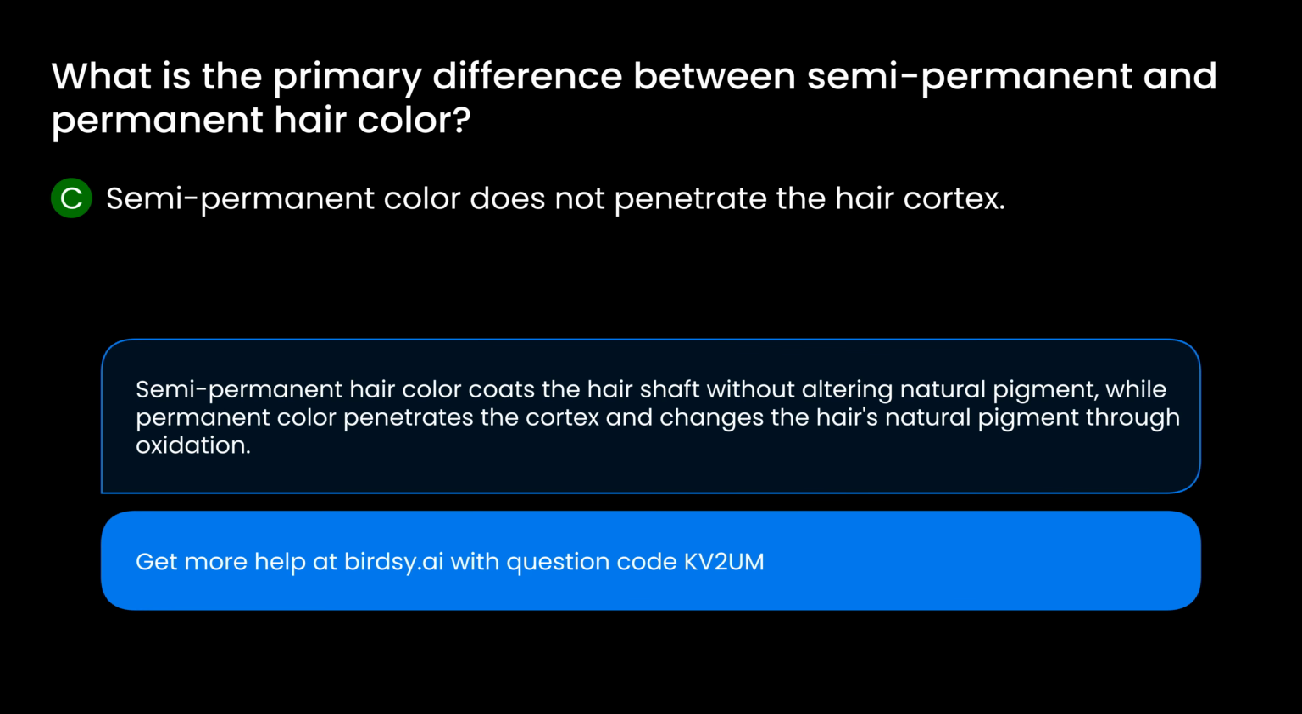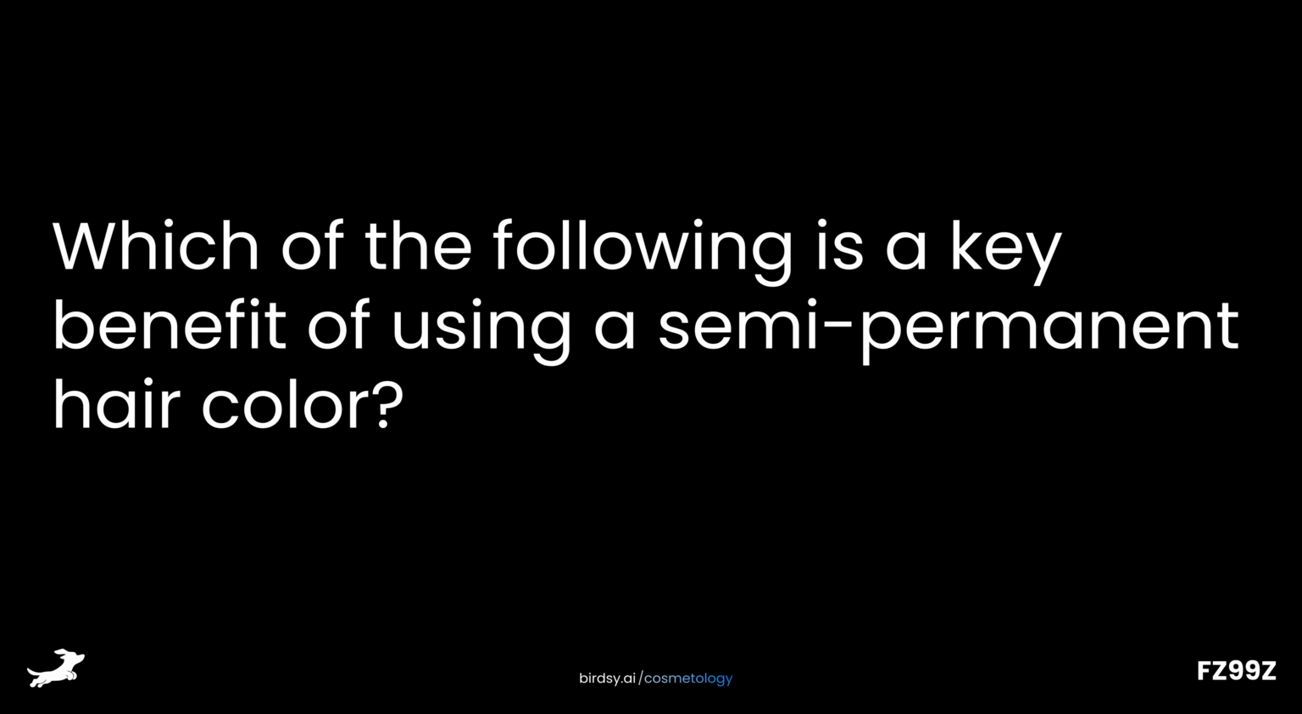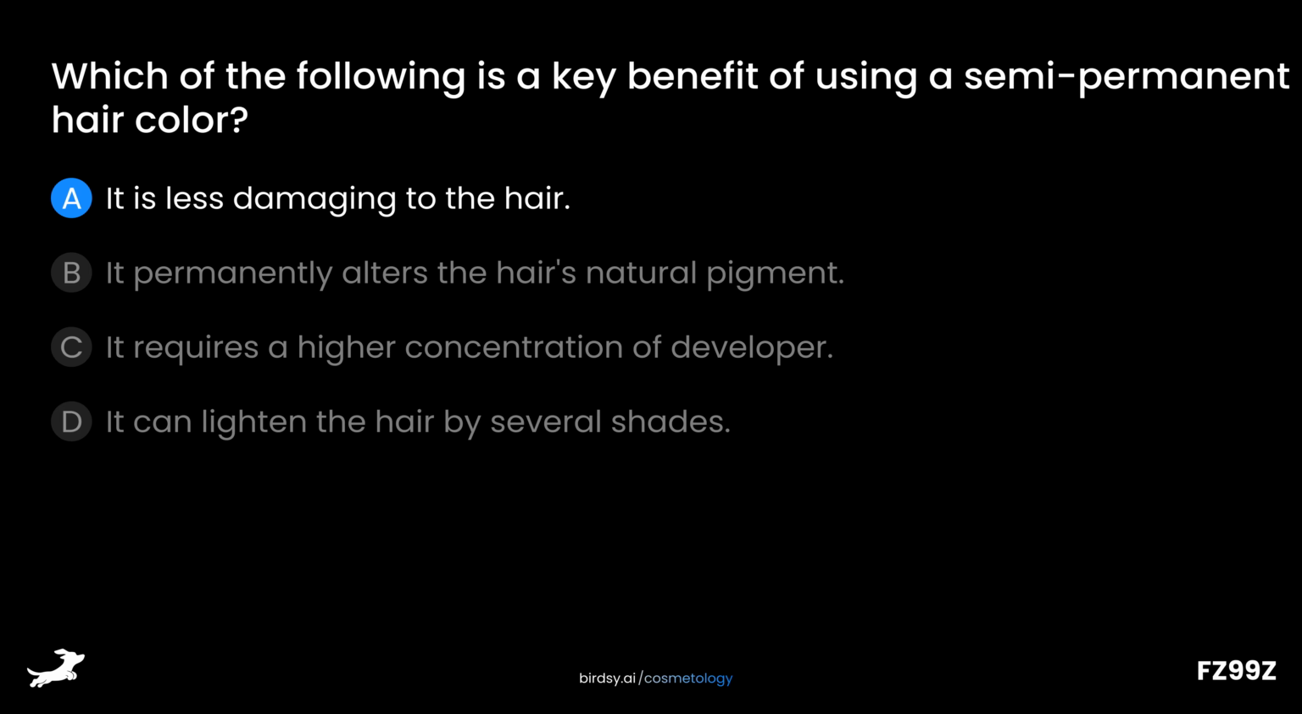Semi-permanent hair color coats the hair shaft without altering natural pigment, while permanent color penetrates the cortex and changes the hair's natural pigment through oxidation. Which of the following is a key benefit of using a semi-permanent hair color? Is it A, it is less damaging to the hair, B, it permanently alters the hair's natural pigment, C, it requires a higher concentration of developer, or D, it can lighten the hair by several shades? The answer is A, it is less damaging to the hair.